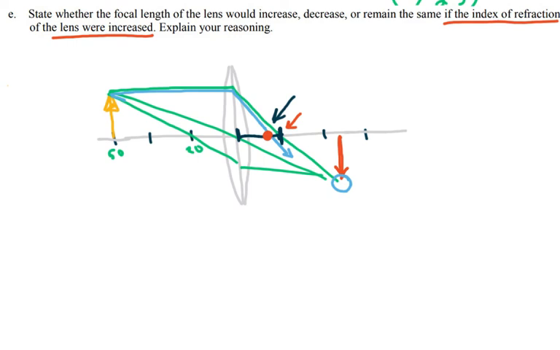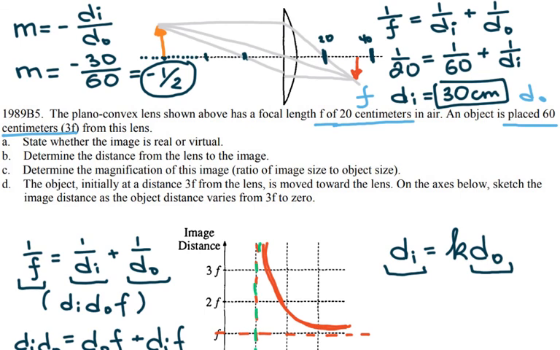So the answer for this question, where they say to state whether the focal length of the lens would increase, decrease, or remain the same: you would say that the focal length of the lens would decrease if the index of refraction of the lens was increased. And that's all I have for this question. That was an FRQ question from 1989 on AP Physics B.